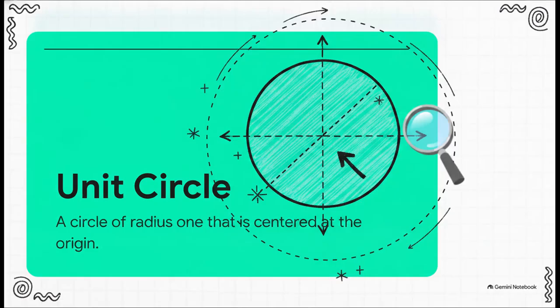Section 2. Explaining the unit circle. Our source material gives us a beautifully crisp definition. The unit circle is simply a circle of radius 1 that's centered right at the origin of a coordinate plane. I really want to emphasize that phrase, radius of 1. That number 1 is the absolute magic number that makes everything else we're about to cover work so seamlessly.